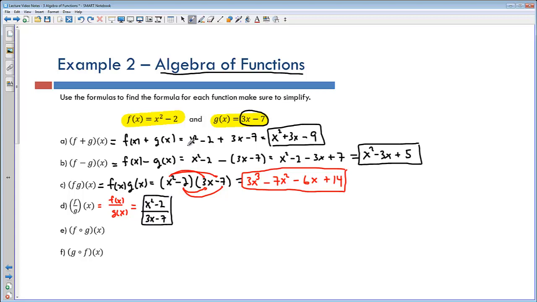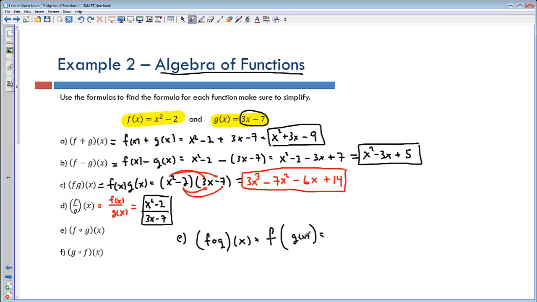And then finally we have these last two problems here. So let's do this one. So I'm going to rewrite this over here so we have some more space. So for part E, what we have is f composed with g of x. And I'm just going to do what it says. So remember, composition, the idea is you put a function inside another function. So here you have f of, and you write down g of x.